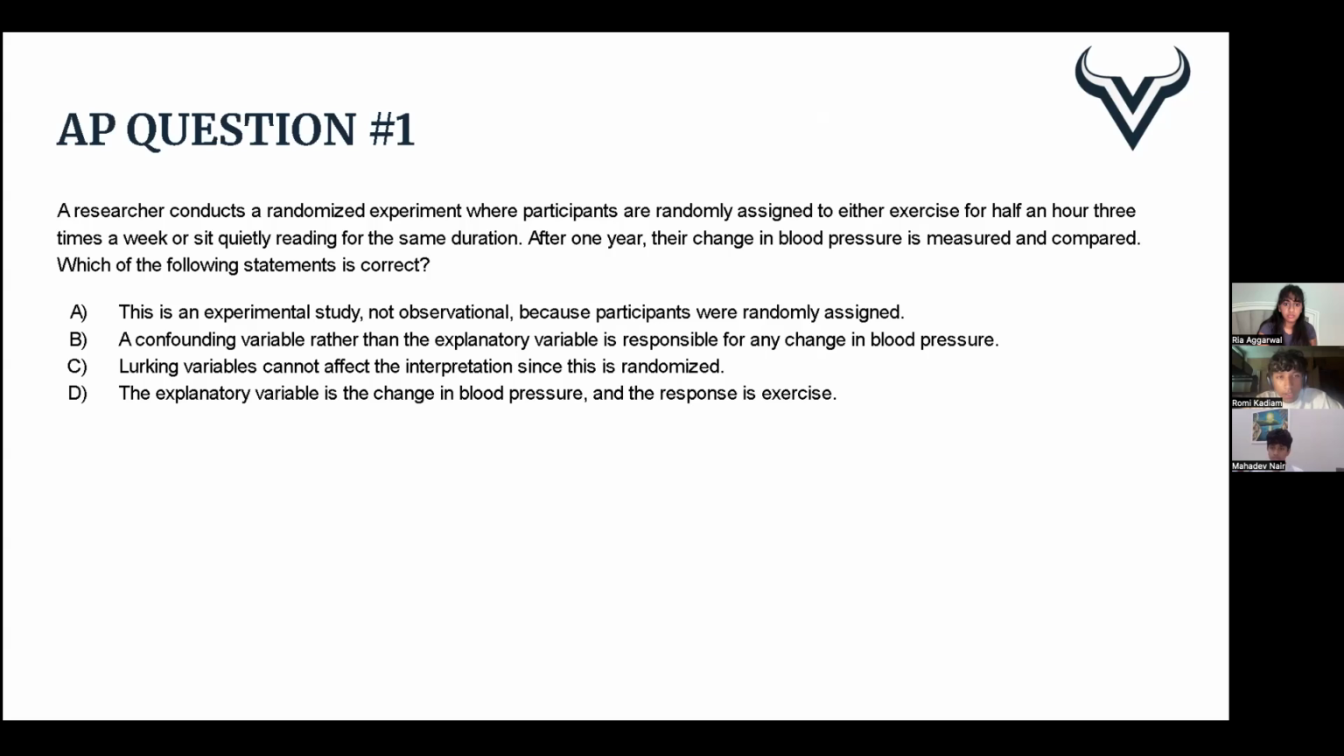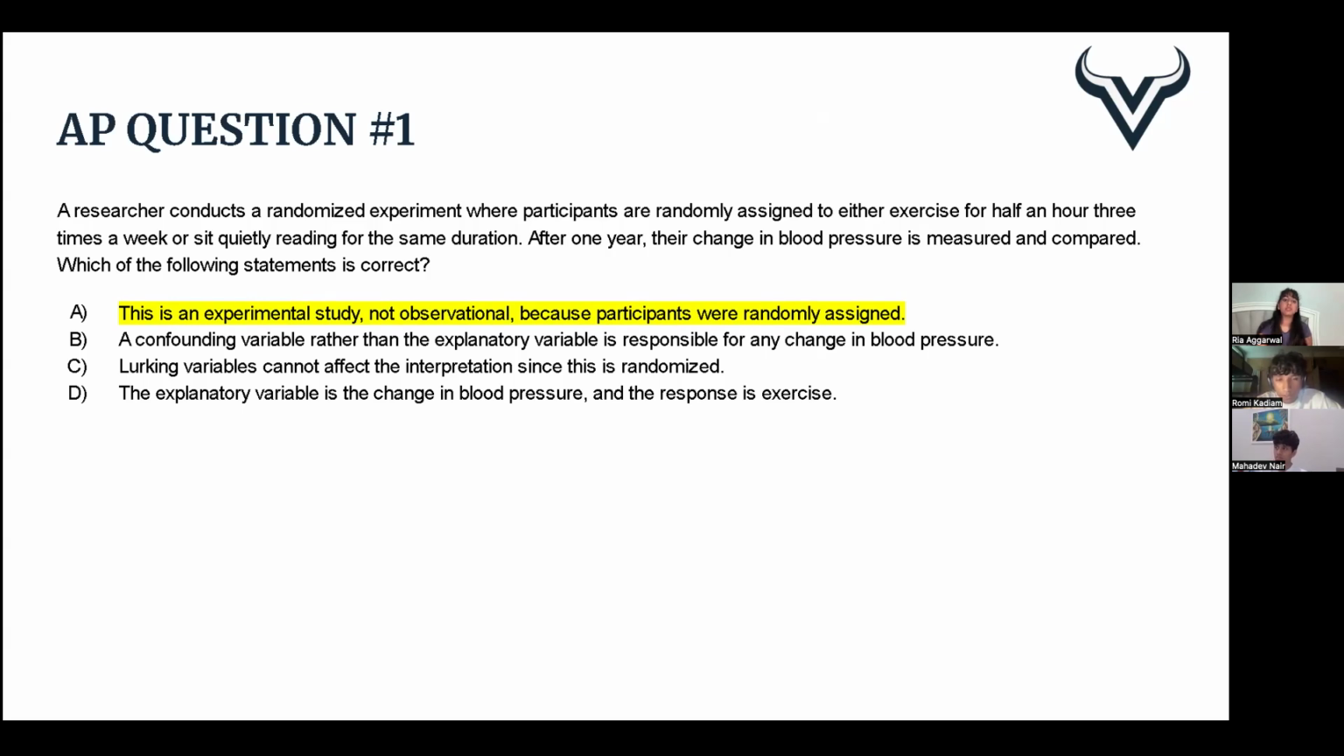So the correct answer is A. This is an experimental study because participants were randomly assigned to either exercise or read, distinguishing it from an observational study. Choice B is incorrect because random assignment helps control for confounding variables, making it unlikely that a confounder, rather than the explanatory variable, caused the change in blood pressure.